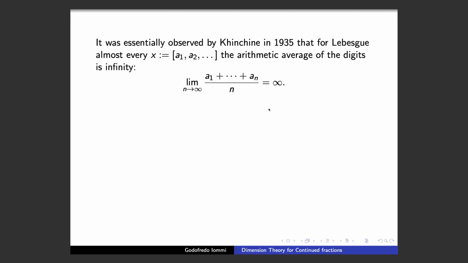For example, you can pick the fractional part of the golden mean, which is just ones. And in that case, the arithmetic average, of course, will be 1. So you can consider, for any alpha larger than 1, the set of points for which the arithmetic average of the digits in the continued fraction expansion is actually equal to alpha. That gives you a level set determined by the arithmetic average.